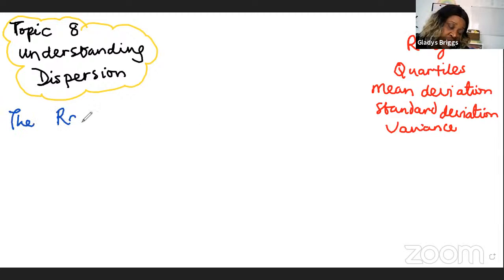All of you must have done this in secondary or primary school even. You must have done it in primary school. Okay, so who knows what the range is? In statistics, in data handling, what is the range?